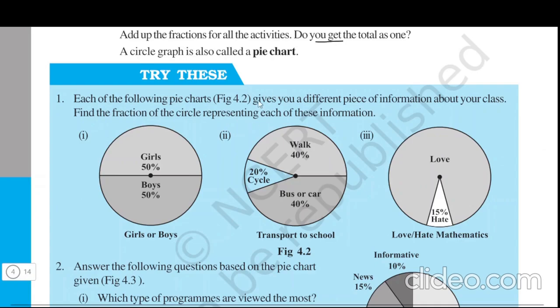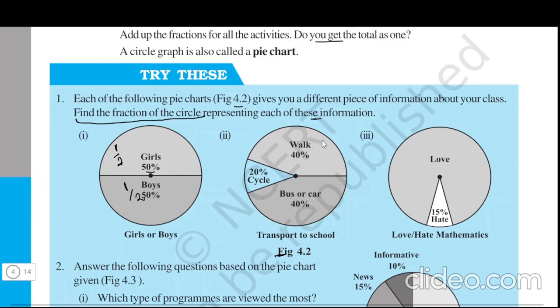Each of the following pie charts in figure 4.2, where is figure 4.2? This is figure 4.2. It gives you a different piece of information about your class. You have to find the fraction of the circle representing each of these pieces of information. For example, girl is represented by this color and boy by this color. So 50-50%. So girl is 1 by 2 fraction of the circle. Boy, 1 by 2 fraction of the circle.